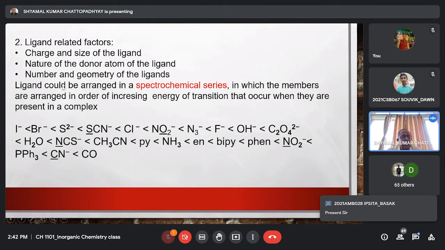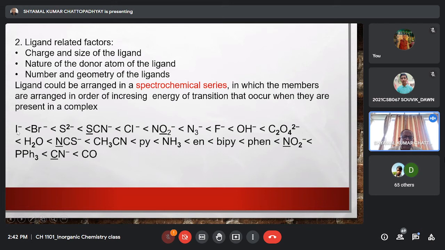Now, in general, ligands can be arranged in order of their increasing crystal field strength in a series which is called the spectrochemical series. In most of the books you will find the spectrochemical series written like this, where as we go from left to right, the crystal field increases, right? But there are some books which write the series in the opposite fashion.